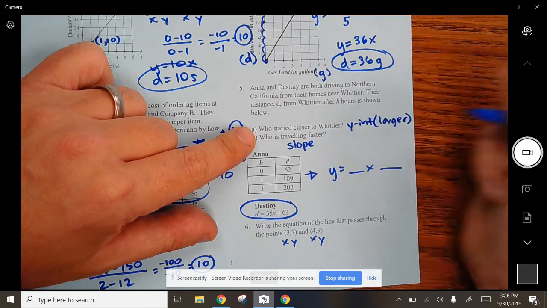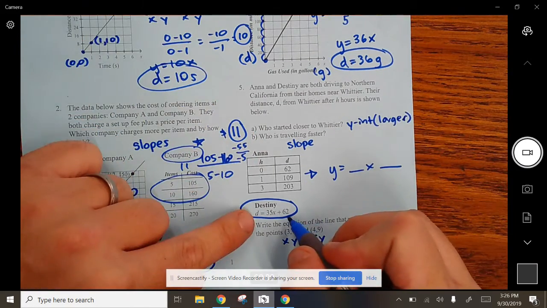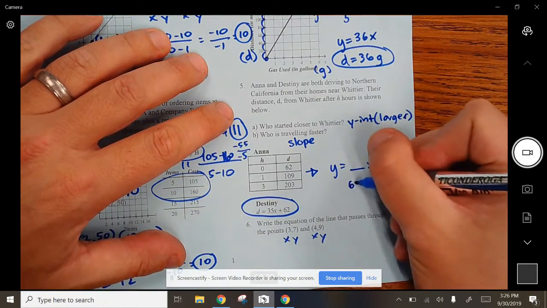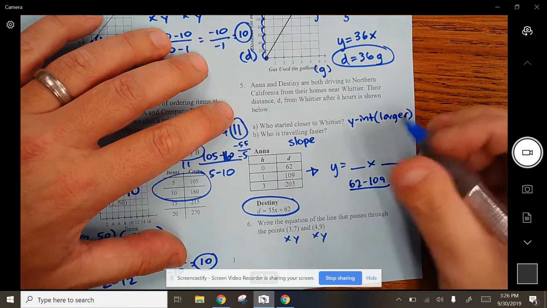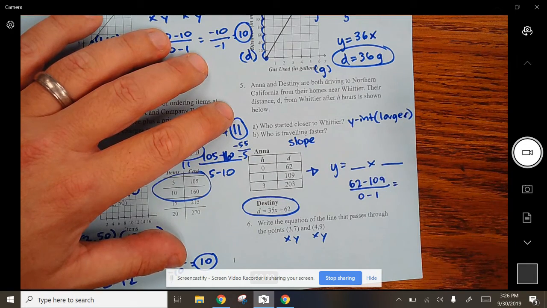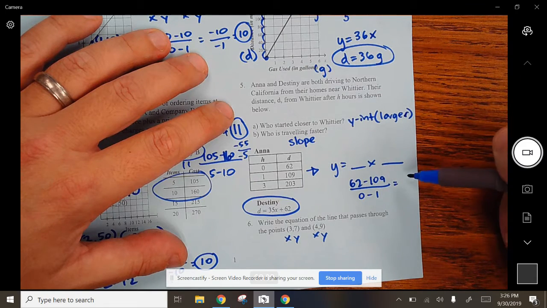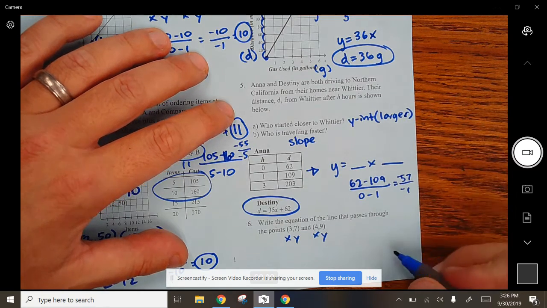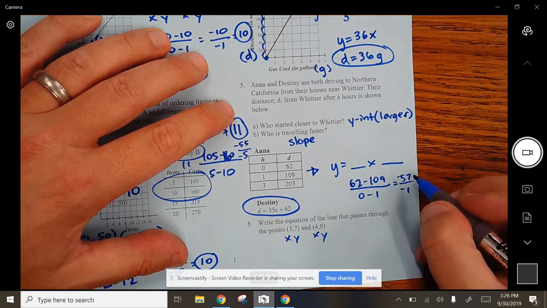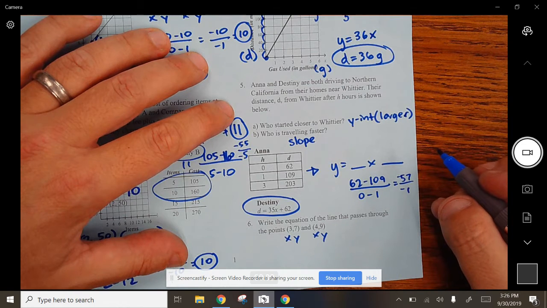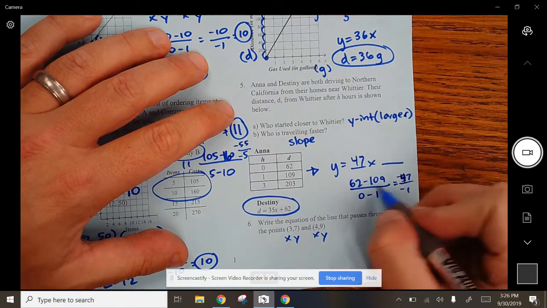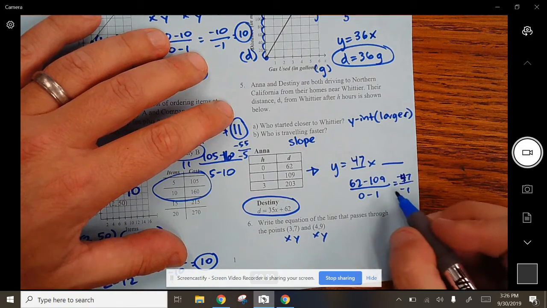All right, so when we go ahead and do this one, this y-intercept is 62, and we're going to solve this one. If we do the math, it's going to be 62 minus 109 over 0 minus 1. And if I do my math correctly, is it going to be 57? Negative 57 over negative 1? I believe that's the case. Or 47, right? 47, my bad. So this should be positive 47. If you did this math properly in your calculator, I'm not having the calculator out. I want you to do it on your own.